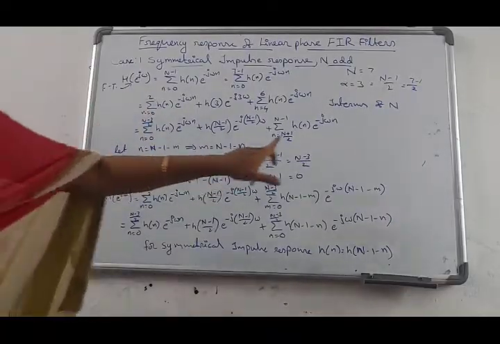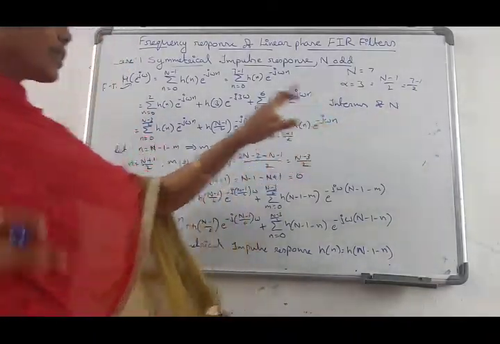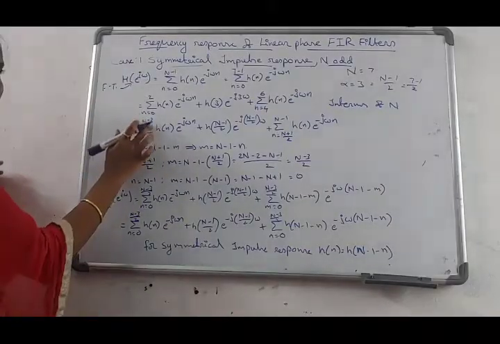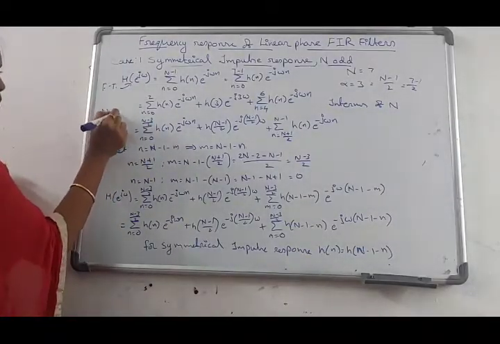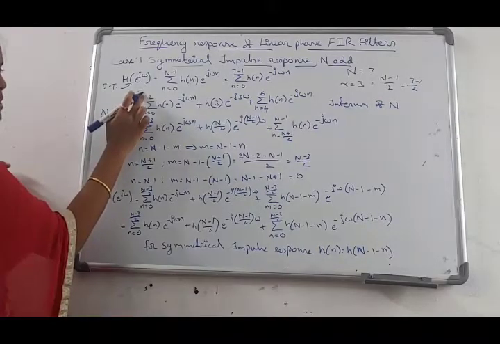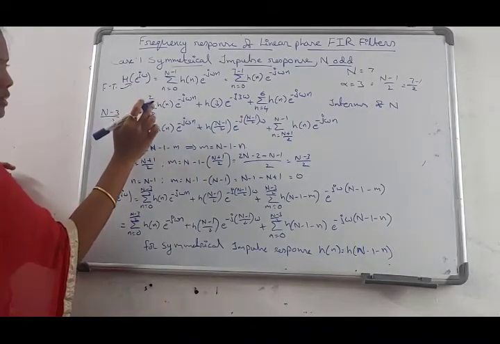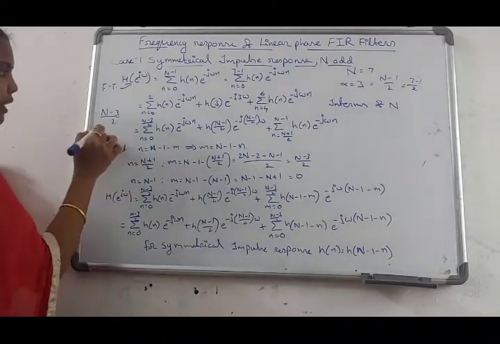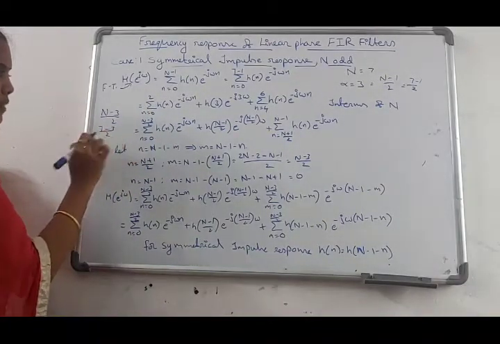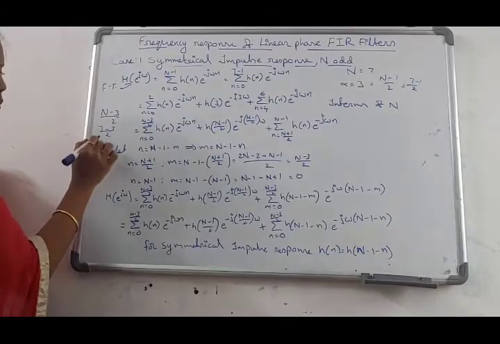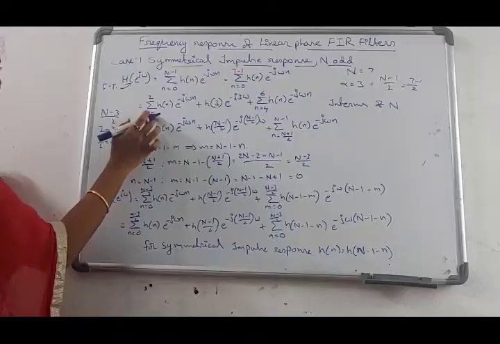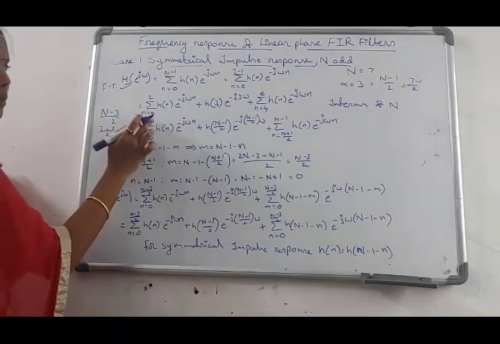Now let us consider in terms of capital N. How to write 2 in terms of capital N? That is N minus 3 by 2. Here N is 7, so 7 minus 3 by 2 means 4 by 2, that is equal to 2. So I am getting 2 as N minus 3 by 2. So n equal to 0 to N minus 3 by 2.